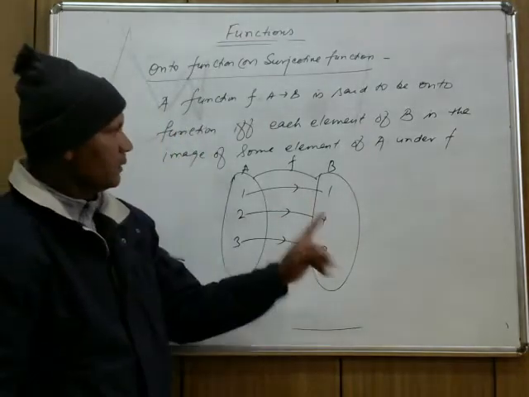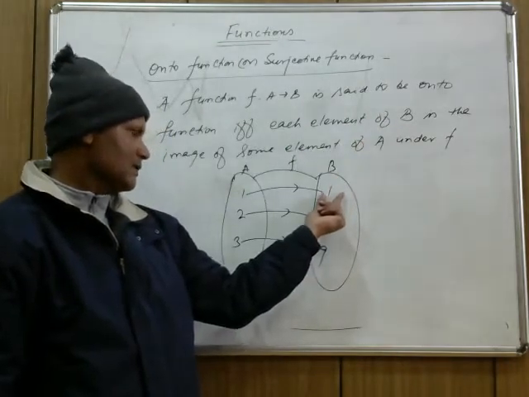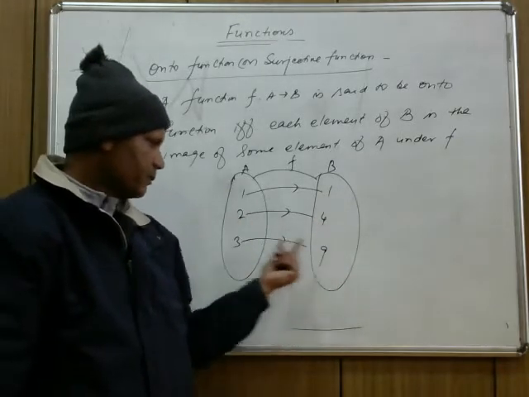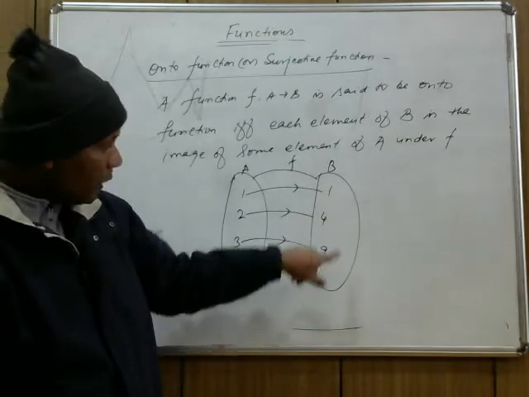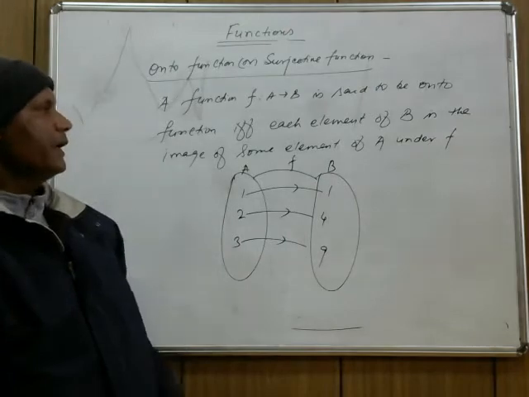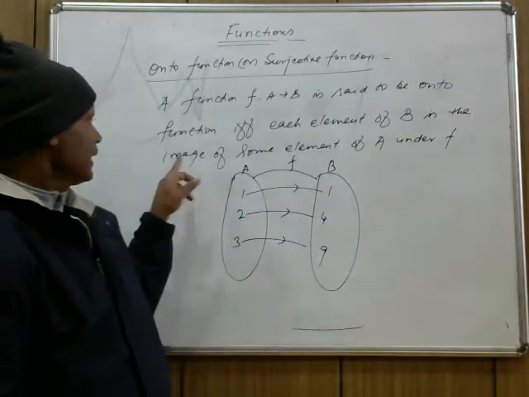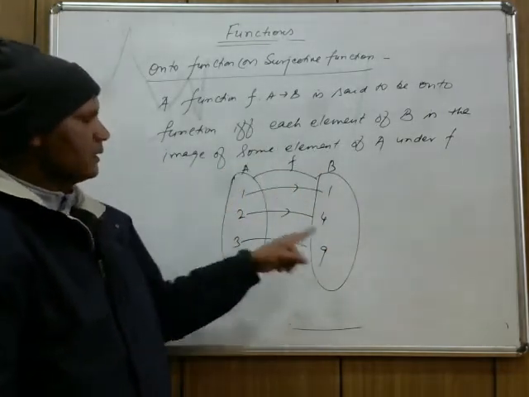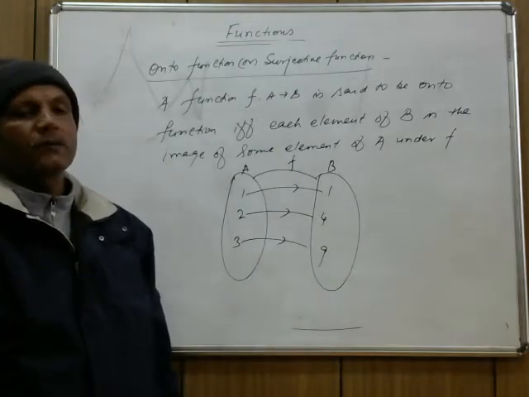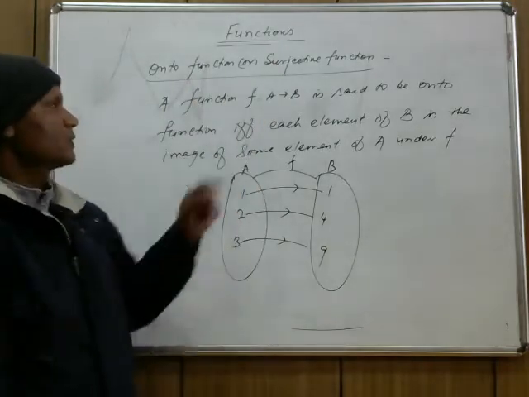And you have to check each element of B: 1 has the pre-image 1, 4 has the pre-image 2, 9 has the pre-image 3, and there is no element in B whose pre-image is not present in A. Here I have written that each element of B is the image of some element of A under f, and there is no element in B whose pre-image is not present in the domain A, and that's why it is an onto function. Onto function has another name, and that is called what?